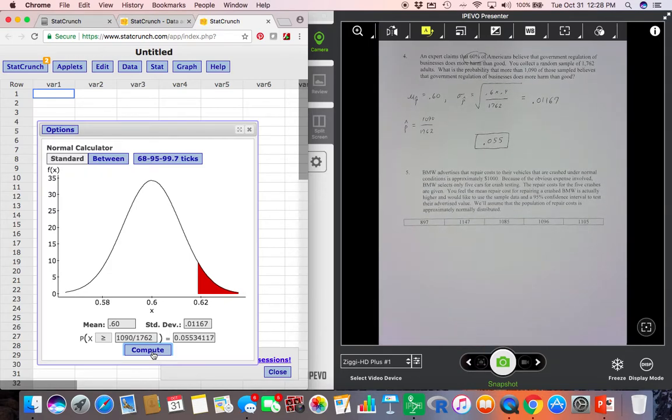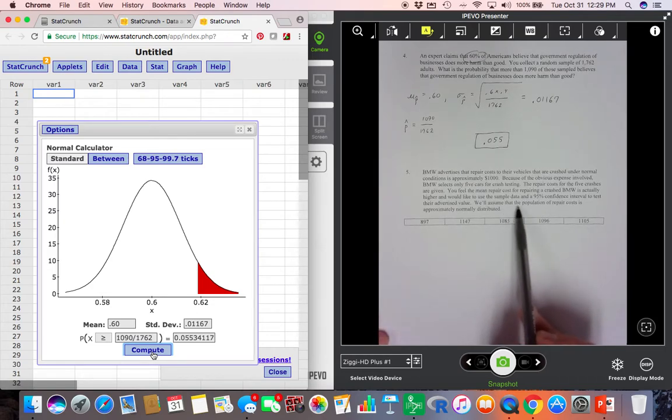All right, BMW advertises that repair costs to their vehicles that are crashed under normal conditions is approximately $1,000. Because of the obvious expense involved, BMW selects only 5 cars for crash testing. The repair costs for the 5 crashes are given. You feel the mean repair cost for repairing a crashed BMW is actually higher, and would like to use sample data in a 95% confidence interval to test their advertised value. We'll assume the population of repair cost is approximately normally distributed.